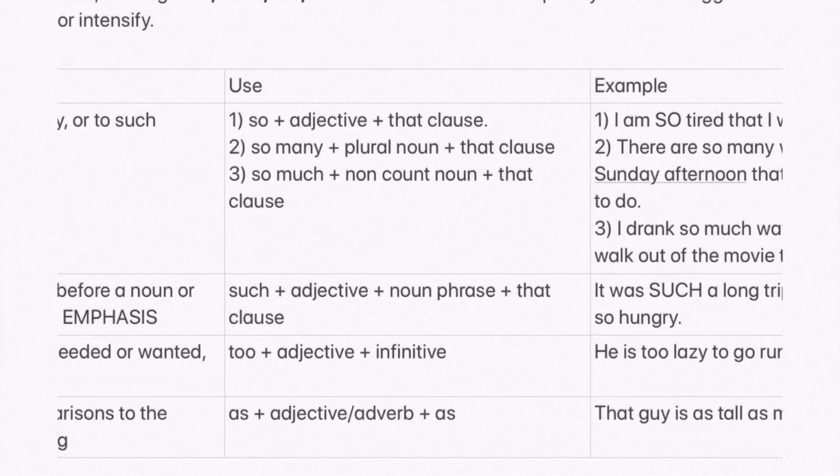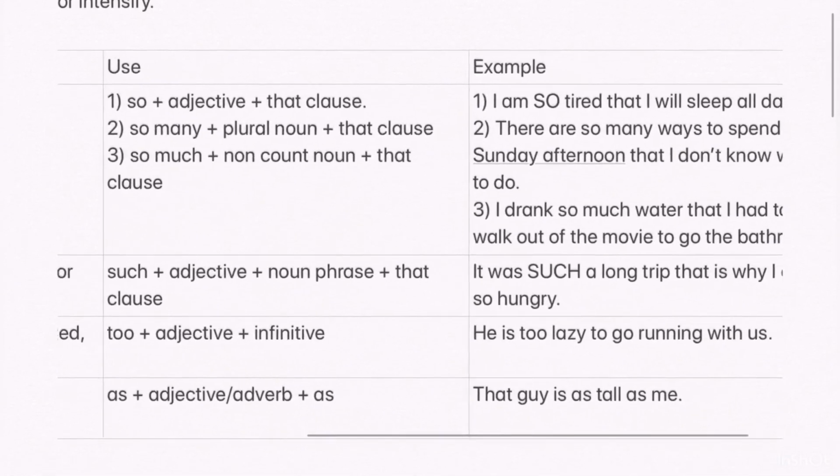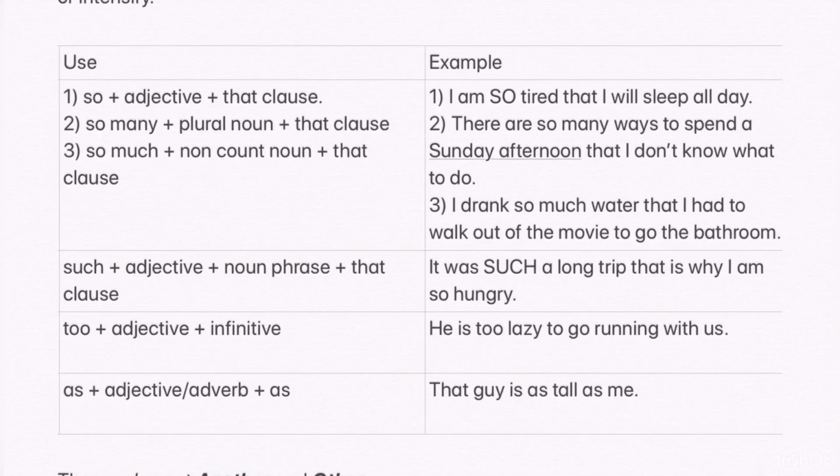So here is so plus adjective plus that clause, and here is a sentence as an example. I am so tired that I will sleep all day. And a second sentence: there are so many ways to spend a Sunday afternoon that I don't know what to do. When I'm talking about a that clause, we're talking about the part of the sentence that starts with that. That will be: that I will sleep all day, that I don't know what to do, that I had to walk out of the movie to go to the bathroom, all right?